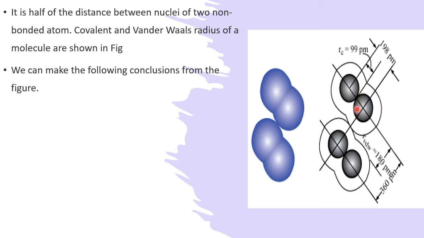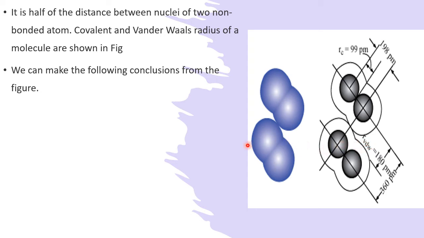Now this is the approach. So now they draw some imaginary line here. So from here to here they draw. So when they join these two, this is called what? This is called van der Waals distance. This is 360 picometers. Its half is 180 picometers. That is the van der Waals radius. Okay. Right.